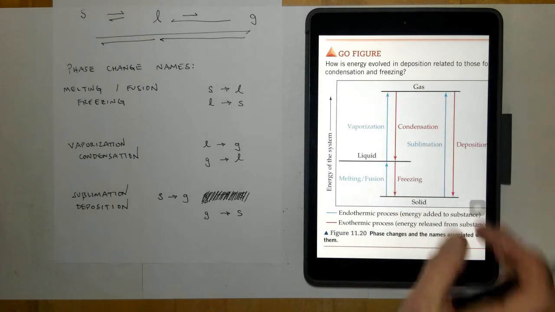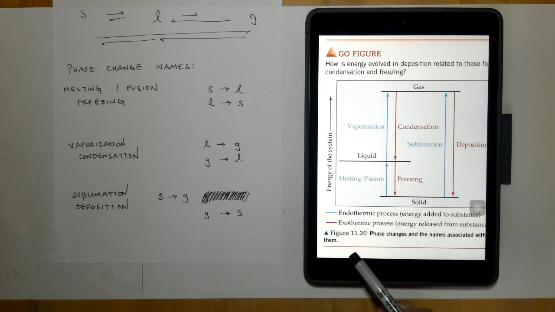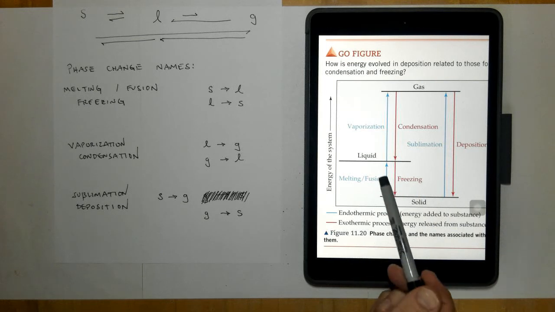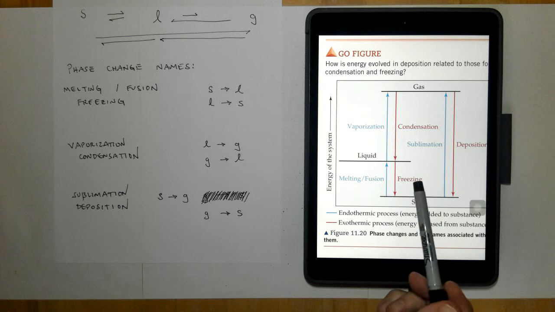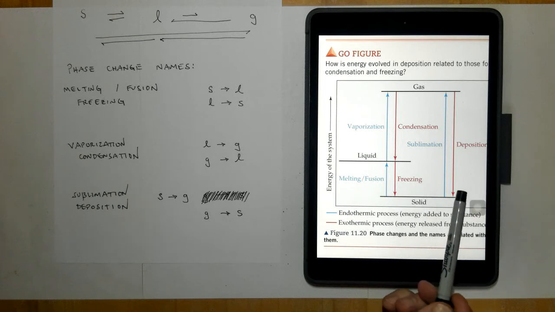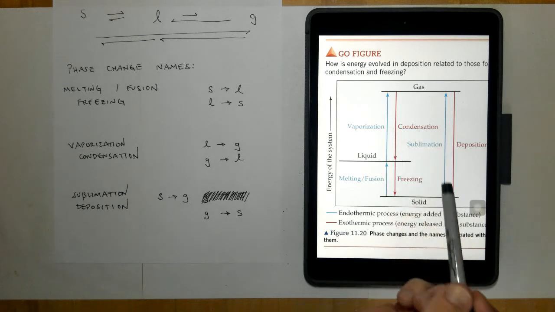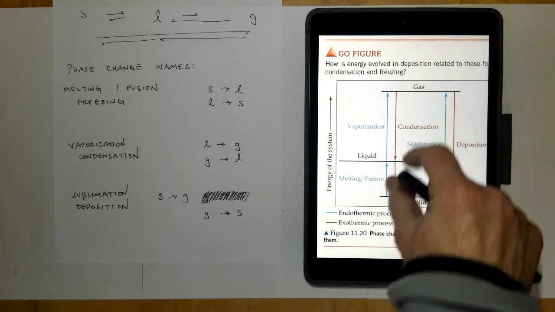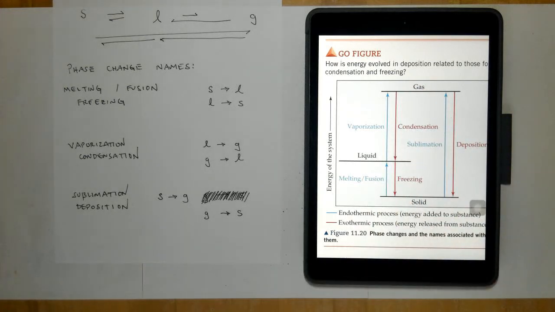You can look at this diagram, figure 11.20, and you can see the names of the changes, red and blue, different colors, and where they go from solid to liquid to gas. Notice the larger space here between liquid and gas, because solid and liquid are generally called the condensed phases of matter, because the molecules are closer together.